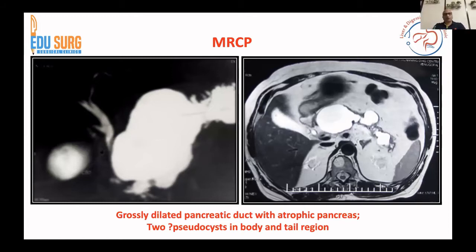So there you are, Ankit. I have given you the MRCP now, which shows a grossly dilated pancreatic duct with an atrophic pancreas. The duct was roughly 6 centimeters in size. Honestly, we have never seen such a large duct. And there were 2 pseudocysts in the body and tail. What next? Do you want to investigate this patient further, or would you want to intervene?